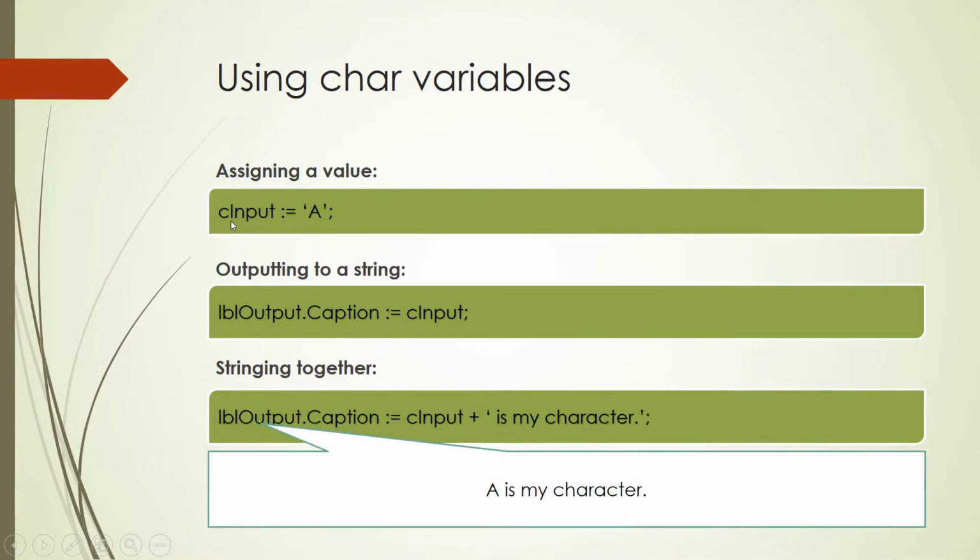I've created a variable called C input, and I've assigned the capital letter A to this variable. I'm then displaying the value stored in the variable on a label. In this example, I'm using a string literal, using the plus operator to concatenate and join the character variable to a string literal. In this example, the output will read, A is my character, because A is stored in the variable C input.